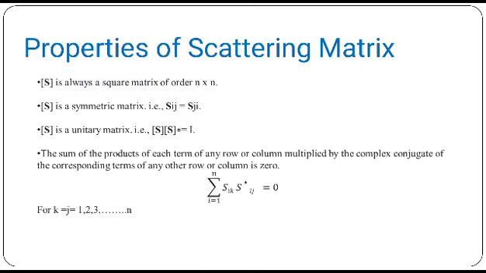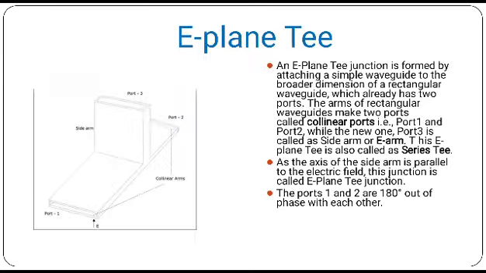S matrix is a square matrix. S matrix is a symmetric matrix. S matrix is a unitary matrix. The sum of all products of each term multiplied by the complex conjugate of the other is equal to 0.